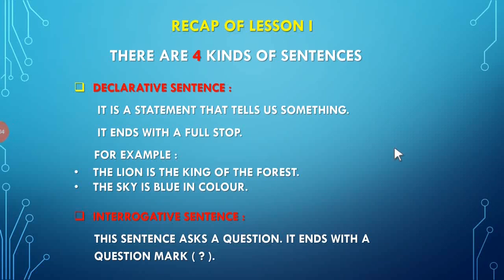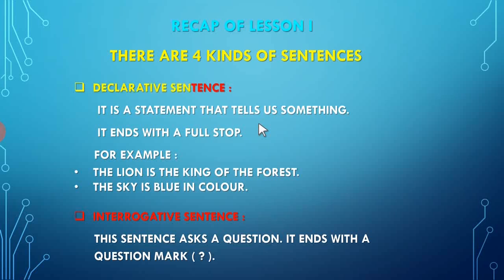Children, you all have completed lesson 1, that is sentence and kinds of sentence. Now let us do a recap of this lesson. Children, there are 4 kinds of sentence. They are declarative. Declarative sentences are simple statements that tell us something. These sentences always end with a full stop.